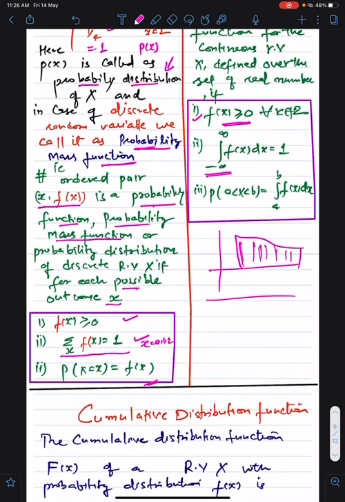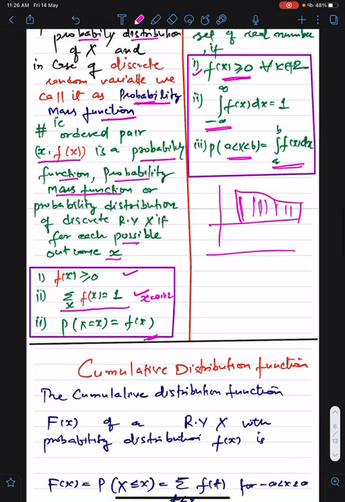So the probability from a to b, in any interval, because x is a continuous type random variable, the probability of any interval is defined in such a way, that is the integral from a to b of f of x dx, that is the area under this curve from a to b. Okay, so this is a probability. This is how you define the probability in the case of a continuous type random variable.